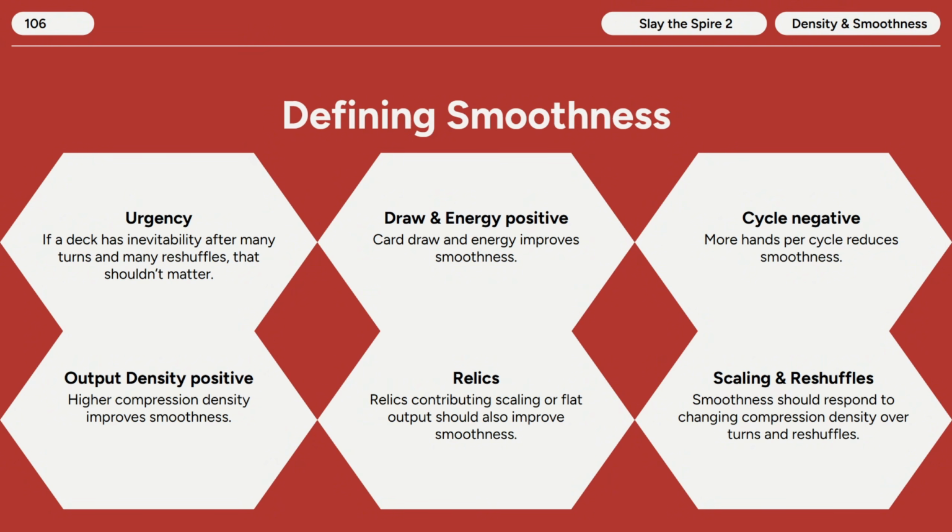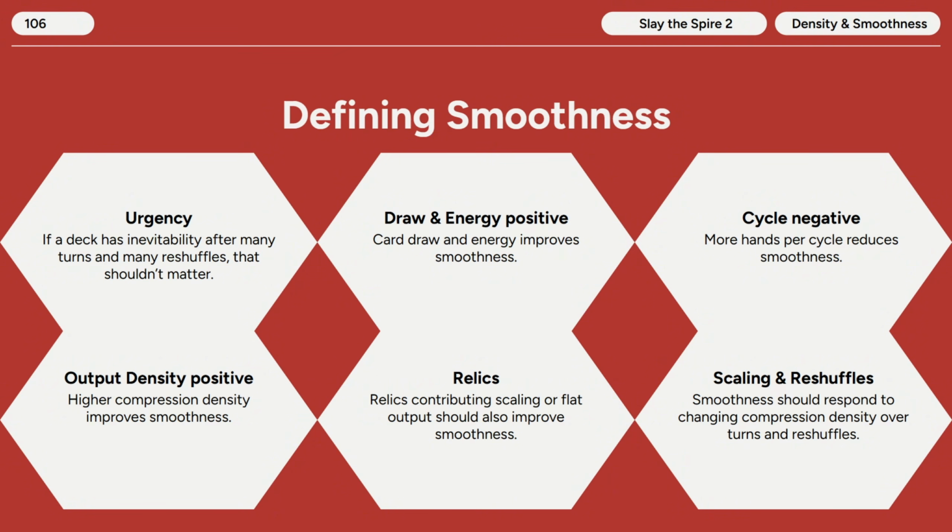It should be draw and energy positive. Card draw and energy improves the smoothness of your deck. It should be cycle negative. More hands per cycle reduces the smoothness. And it should be output density positive. Higher compression and higher density should improve your smoothness.